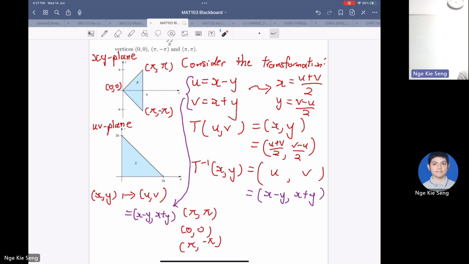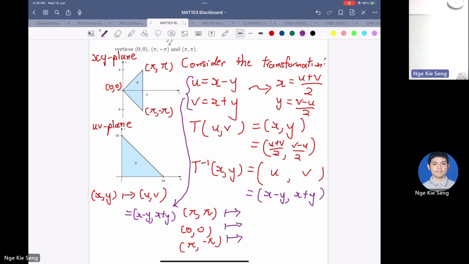But how do we phrase it? We phrase it like this, following the theorem definition. The theorem says that we need to know where T sends to get the Jacobian. So T sends the new variable to XY. But when we want to figure out the domain in the new variable, we need to take T inverse. Make sense or not?